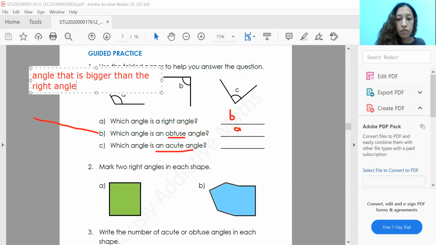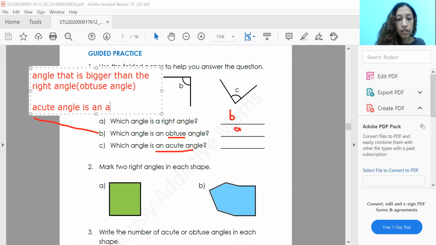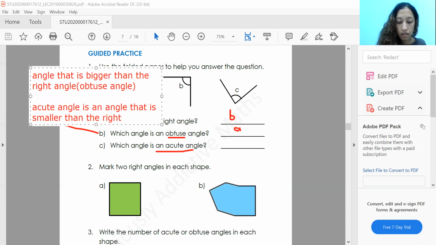Okay, this is an obtuse angle, all right? Okay, what about acute angle? So acute angle is an angle that is smaller than the right angle. All right.